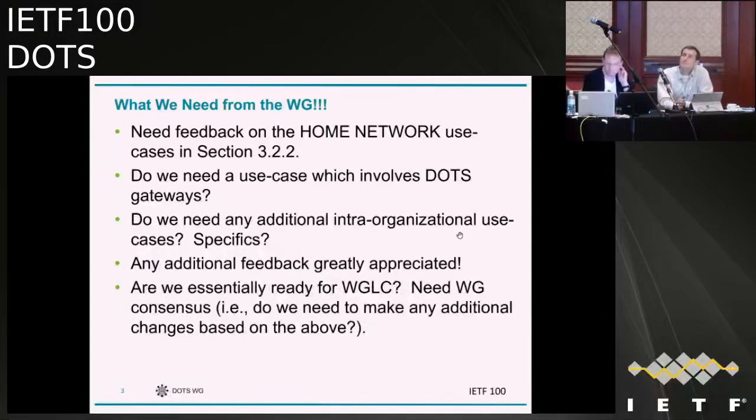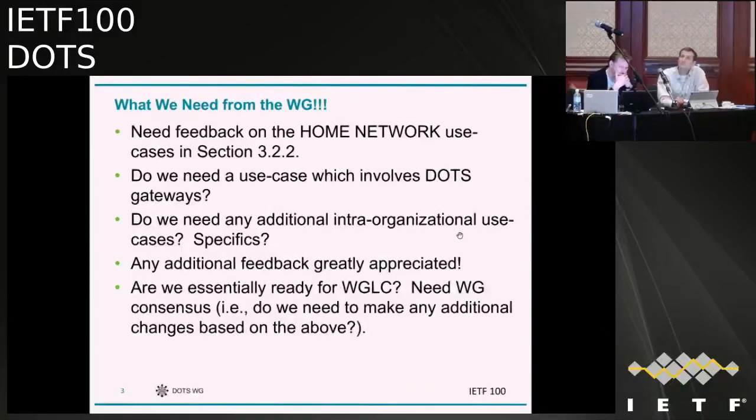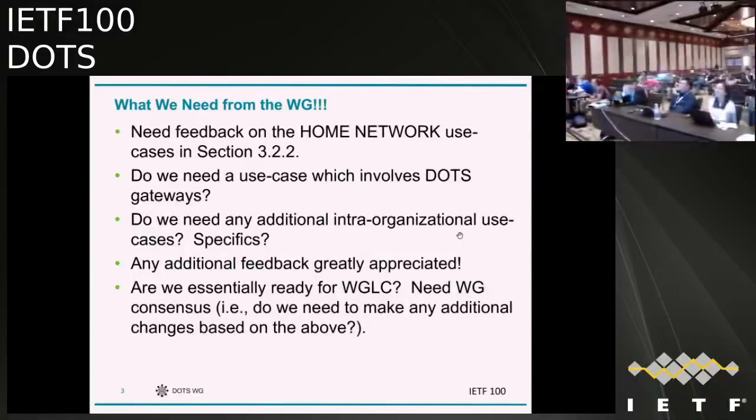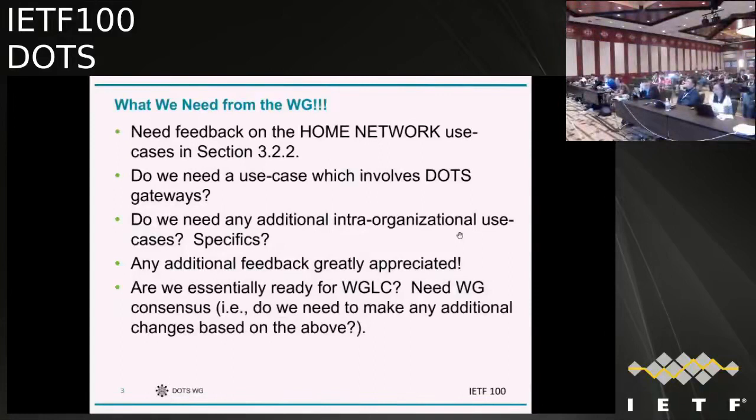We need more feedback on the home network use case. We just got some from Fleming and from some other folks, that's good, but we need more WG feedback on that. Question for the working group, do we need a use case which involves DOTS gateways? I'm inclined to think that we do, but we need to hear from the WG. Do we need any additional intra-organizational use cases? And if so, we would love to hear the specifics of the use cases that WG member participants think should be added. And of course, any additional feedback would be greatly appreciated as well.